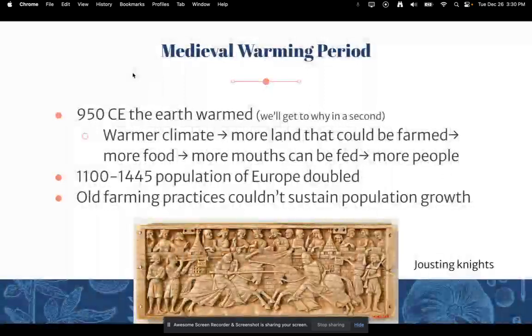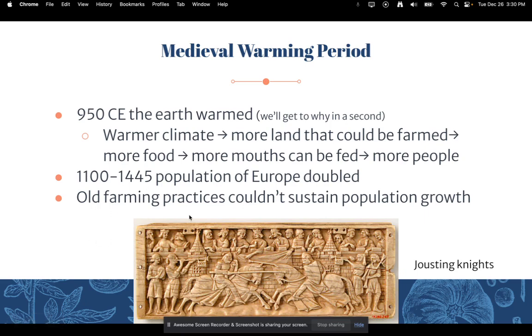In 950, that's when the Earth started to warm during the medieval ages. We'll get to why in a second. But what this led to is a warmer climate, which led to more land that could be farmed, which led to more food, which led to a population boom, which led to more mouths that could be fed, which led to more people. So in about 1100 to 1445, the population of Europe doubled.